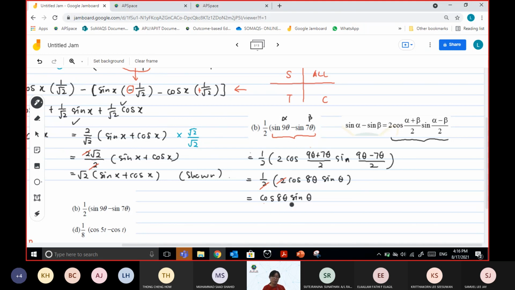So this is a product of the cos and sine. You were asked to express as a product. Is that okay? Is that clear?